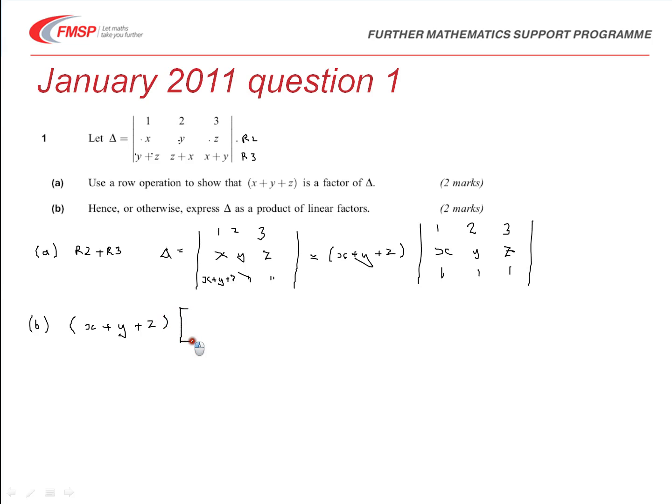And so what do we get? Well, we've got 1. And that will be times the 2 by 2 determinant 2, 3, y, z, which will be 2z minus 3y.